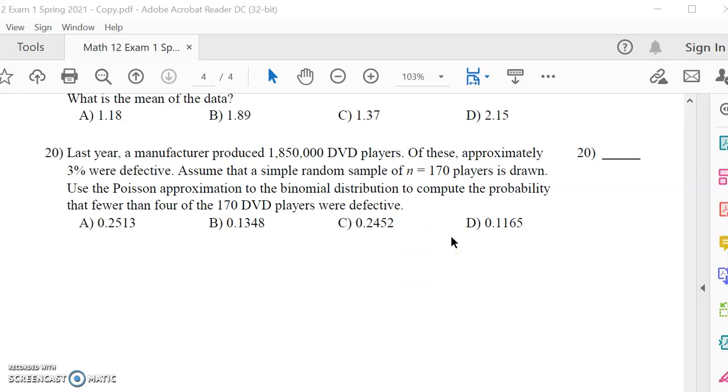Then it gives you directions here. It says to use the Poisson approximation to the binomial distribution to calculate the probability that fewer than 4 were defective. Well, fewer than 4 of the 170 that you selected. And then there's A, B, C, D. It's multiple choice.